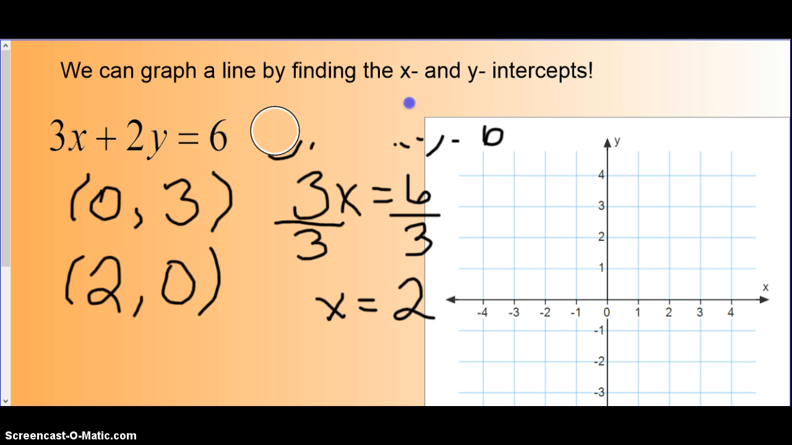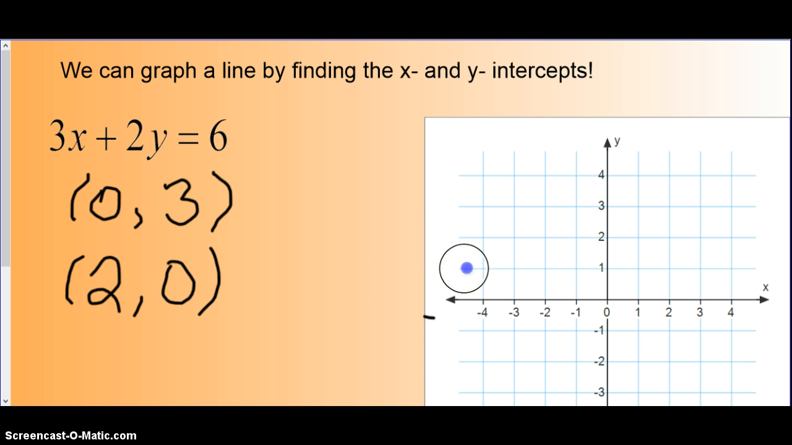So I'm just going to erase this equation and get that out of the way for you. So when we plot these points, we've got (0, 3), about there, and we've got (2, 0), which is here. You can see how easy it is to connect those two and then just keep going. And now we have this nicely neat graphed line. Didn't have to go to the trouble of putting it into slope-intercept form. This is probably the quickest and easiest way to draw a line, is to find the x and y intercepts.